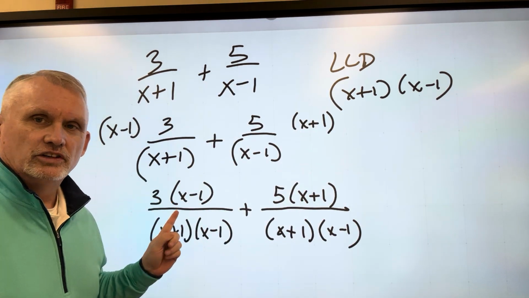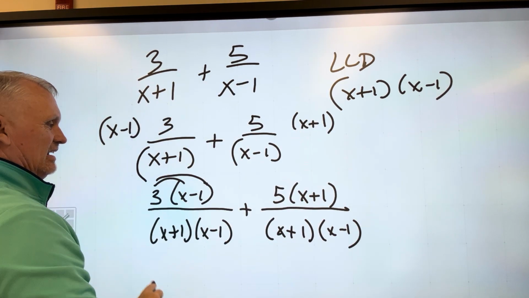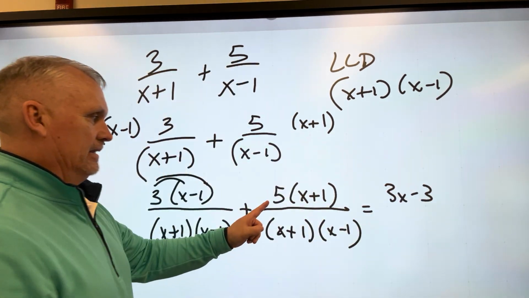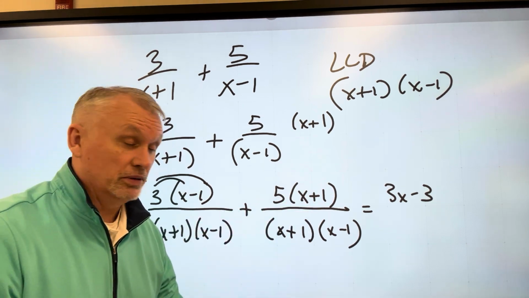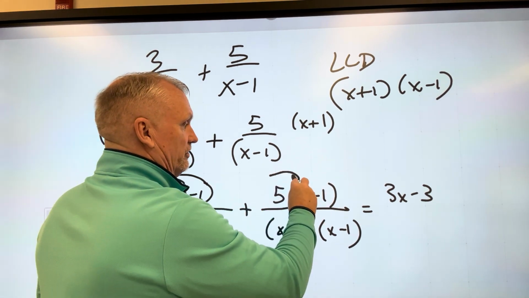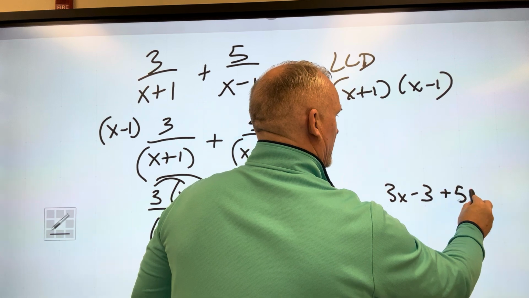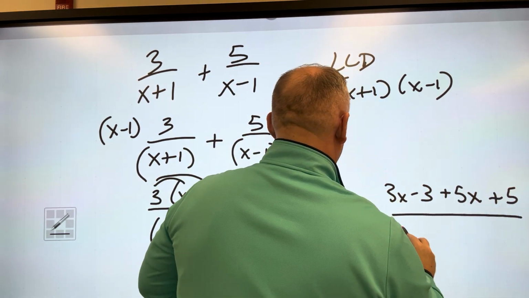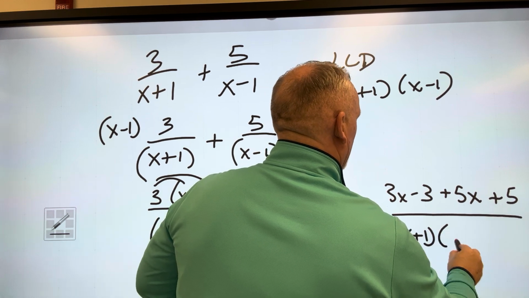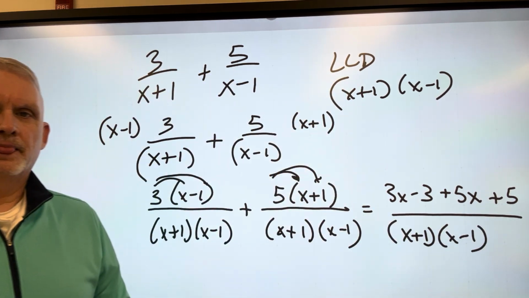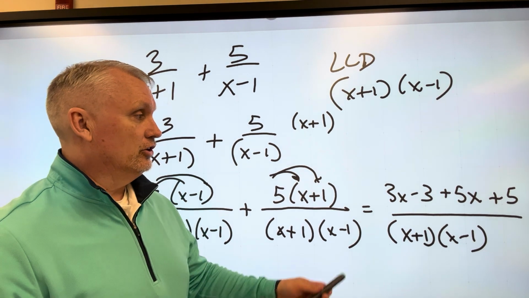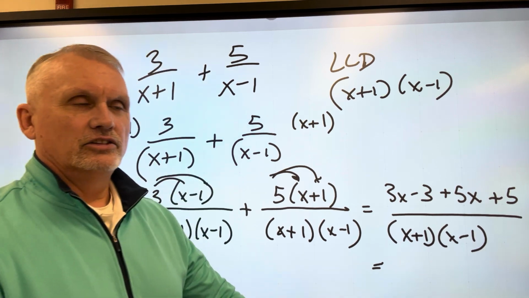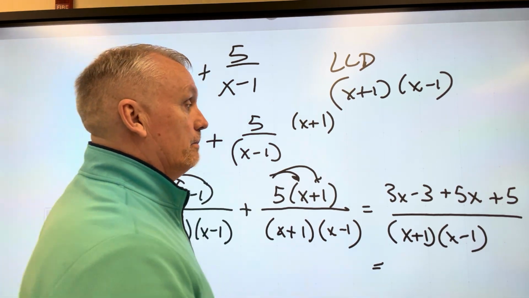So I'm going to distribute. So this is 3x minus 3. Distribute, which is multiplying this outside by everything. So it's 5 times x, which is plus 5x plus 5, all over x plus 1, x minus 1. Combine like terms. Got to always combine like terms. That's going to be your last step just to make sure that everything is done to complete.